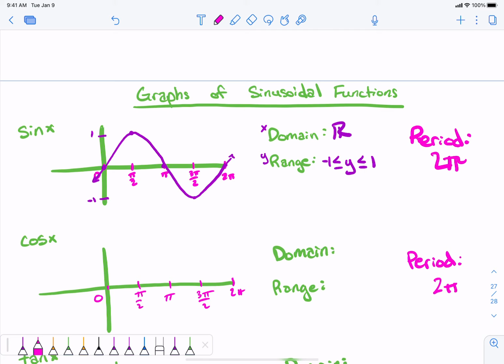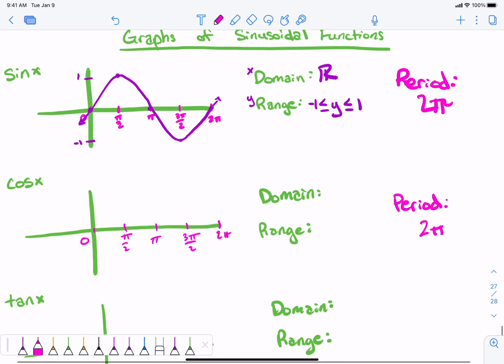Because it takes 2 pi before it starts to cycle a new one again, right? A new cycle again. That's not how it is with tangent. It's a little bit different. Sine and cosine are very, very similar to each other. Tangent's a different beast altogether. Okay? All right, so ready for cosine?